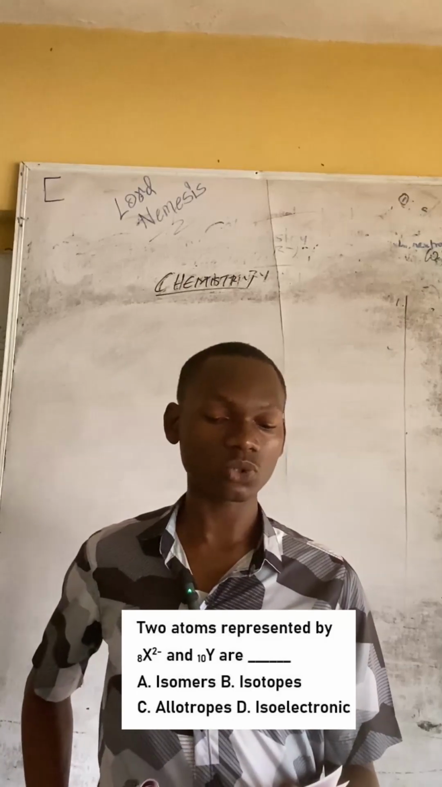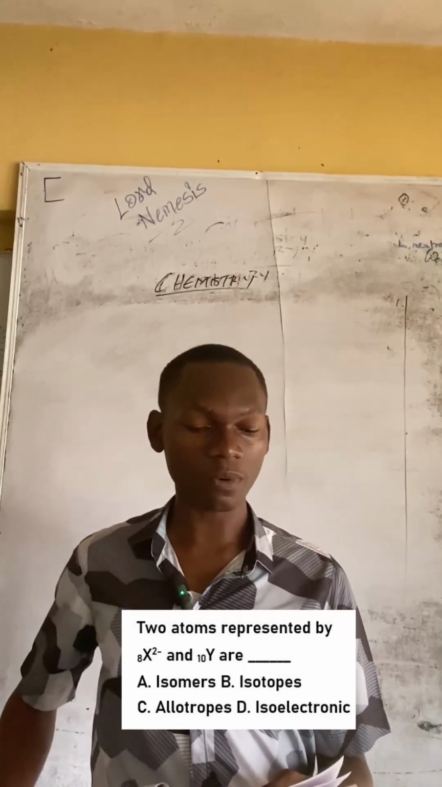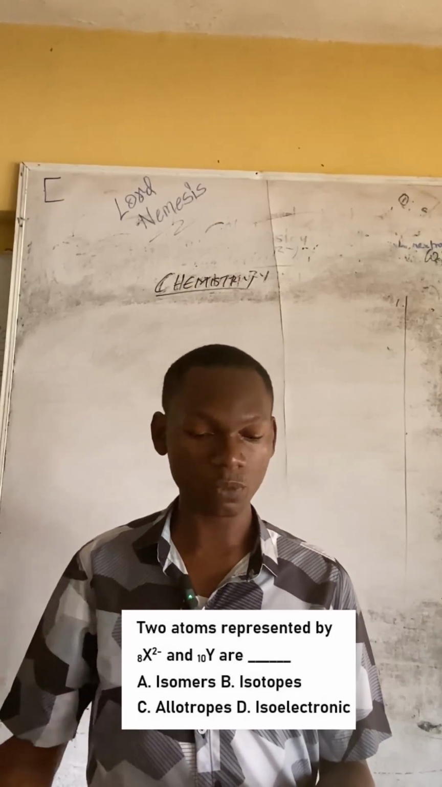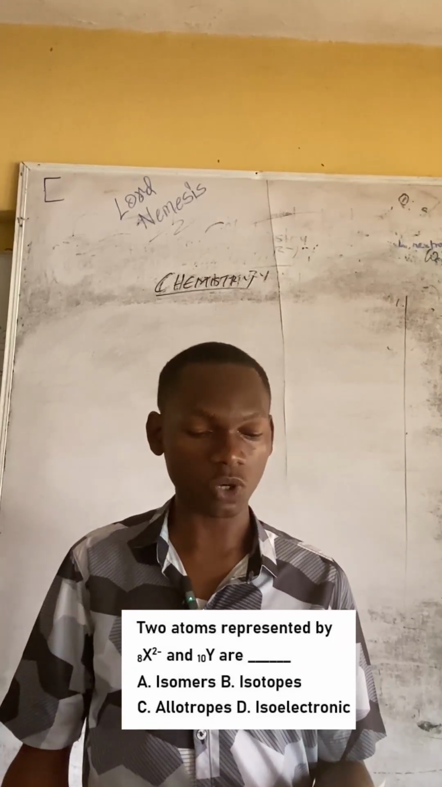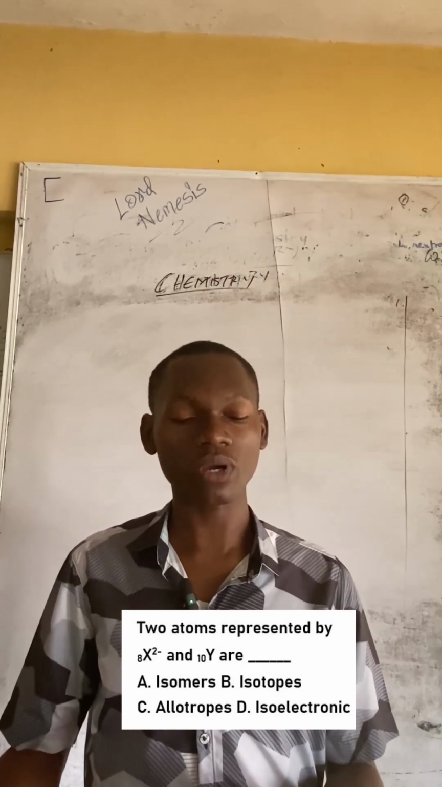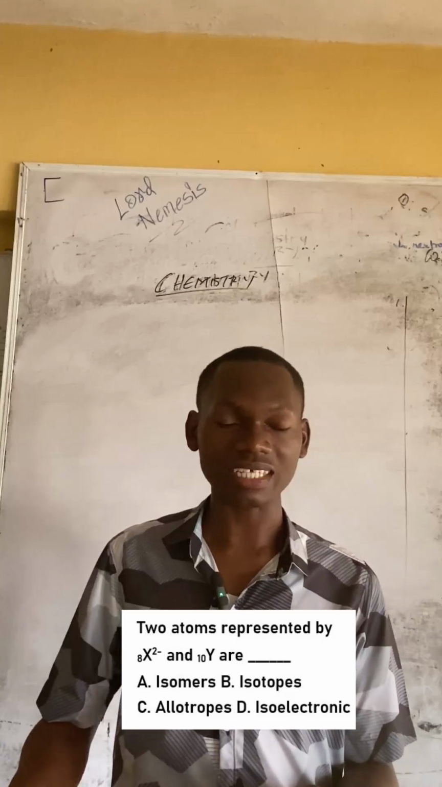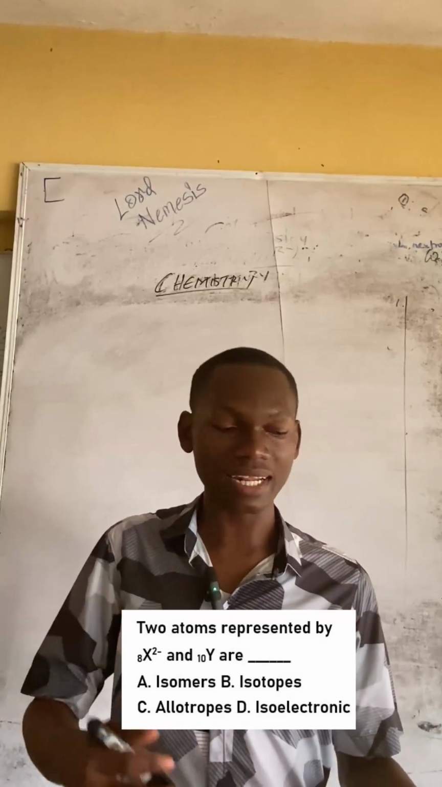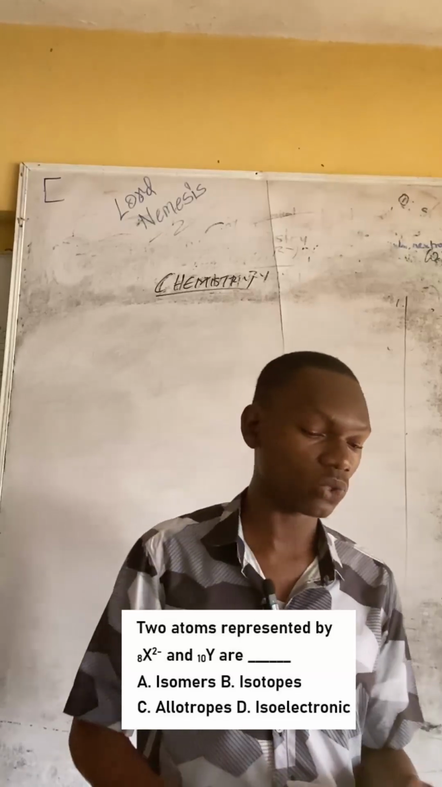We are given two isotopes, and then we are asked to determine whether these isotopes are isomers of each other, isotopes of each other, allotropes of each other, or isoelectronic. We are given two compounds here represented in isotope format, but are they isotopes, isomers, allotropes, or isoelectronic?